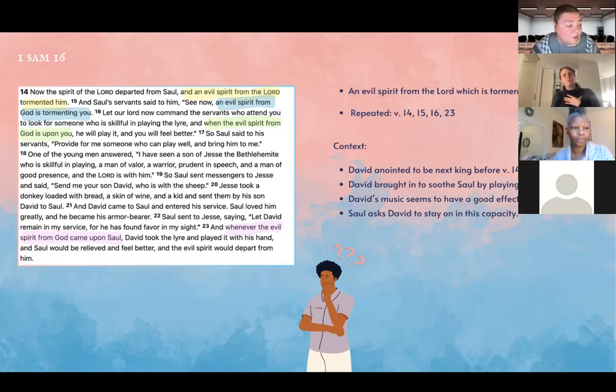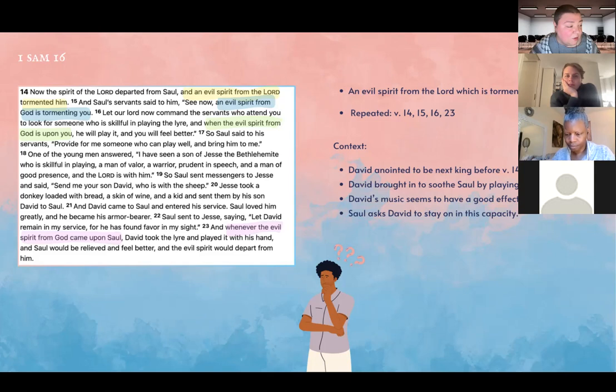So Saul said to his servants, Provide for me someone who can play well, and bring him to me. One of the young men answered, I have seen a son of Jesse, the Bethlehemite, who is skillful in playing, a man of valor, a warrior, prudent in speech, and a man of good presence, and the Lord is with him. So Saul sent messengers to Jesse and said, Send me your son David, who is with the sheep.